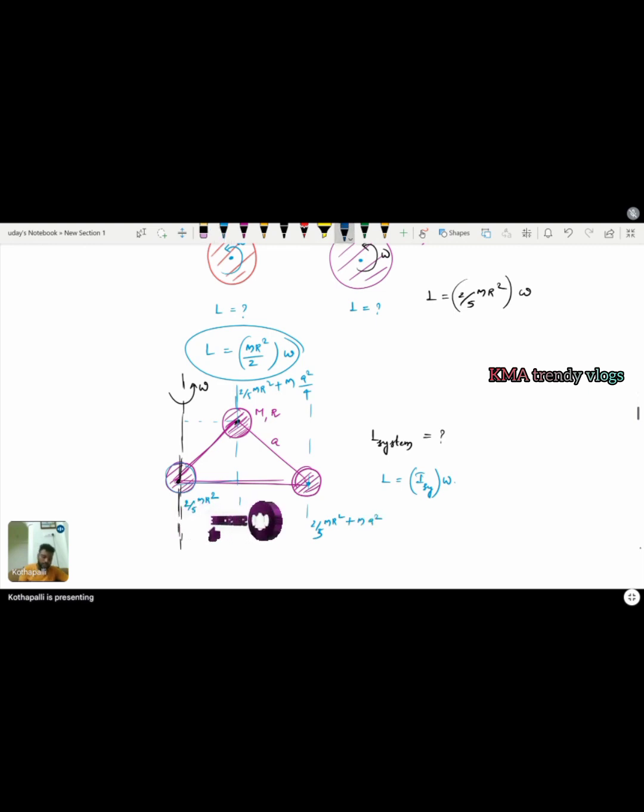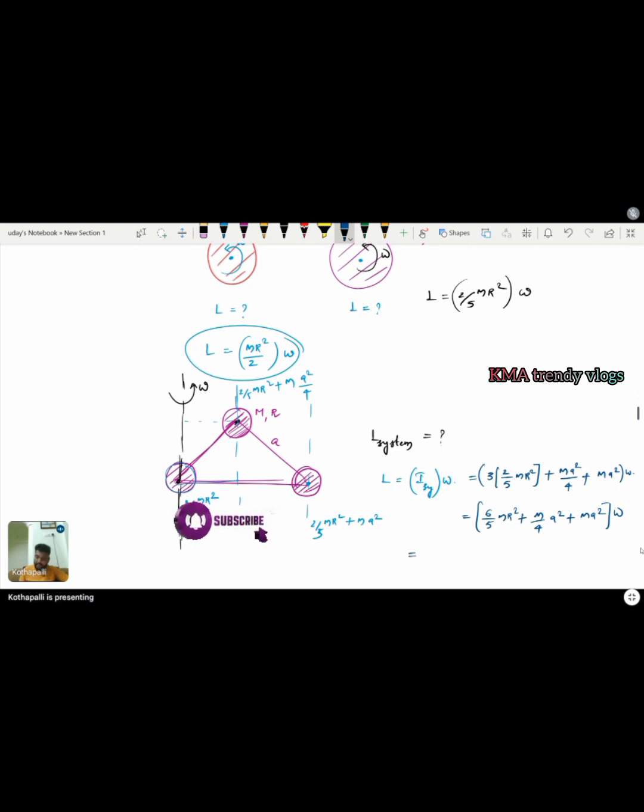a square. The total moment of inertia will be 2 by 5 mr square, 2 by 5 mr square, 2 by 5 mr square. How many times? 3 times 2 by 5 mr square, plus ma square by 4, plus ma square. So now it will be 6 by 5 mr square plus m by 4 a square plus ma square, into omega. Moment of inertia into omega only, no.